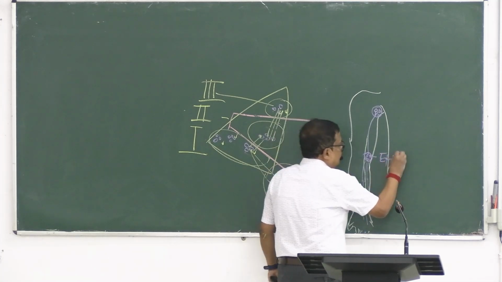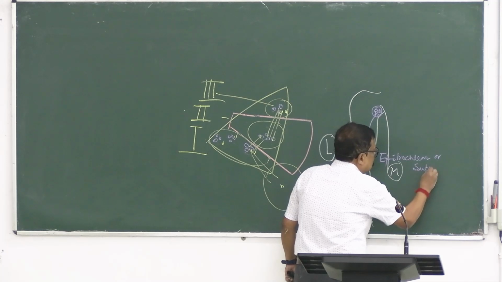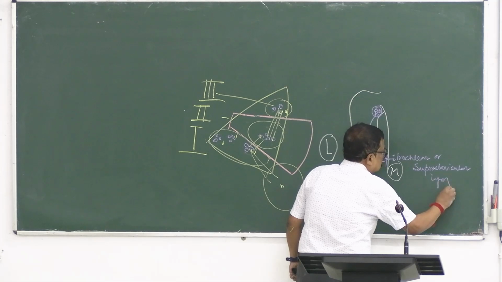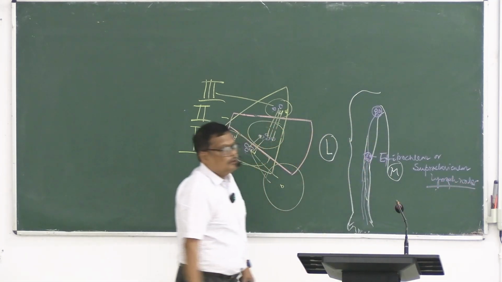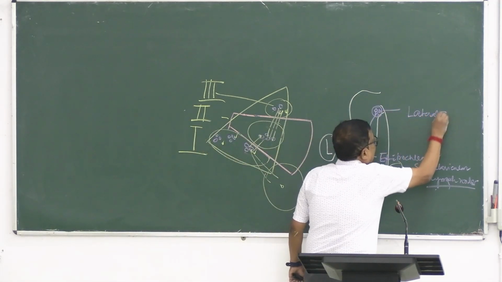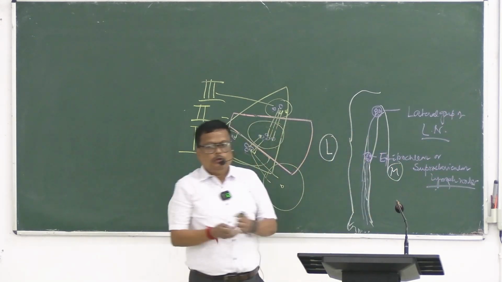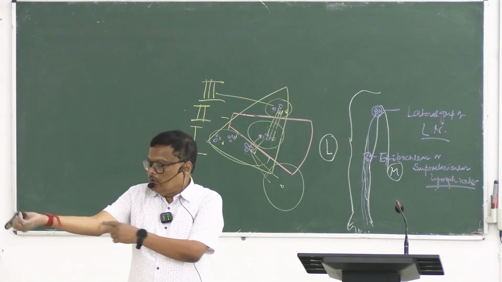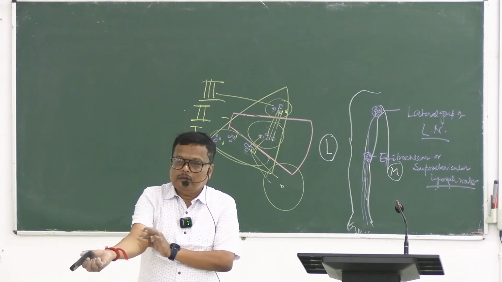Epitrochlear or supratrochlear lymph nodes. Then it goes to the lateral group of lymph nodes. So, any cancer in the skin of the medial three fingers first involves the nodes here. So, you must examine the lymph nodes here.